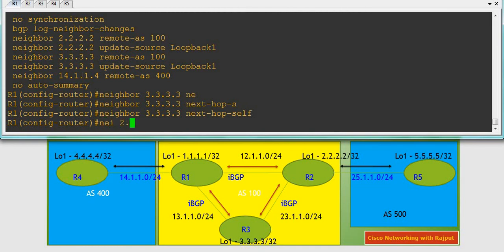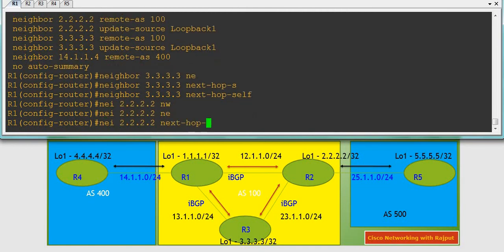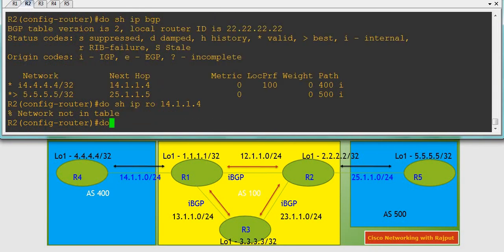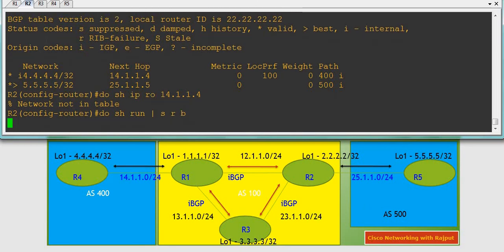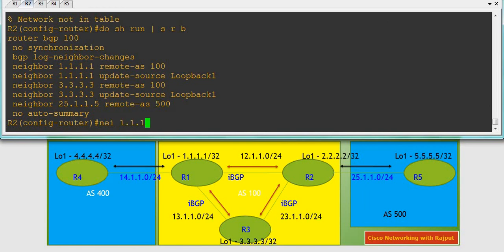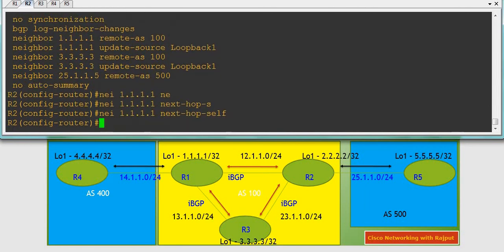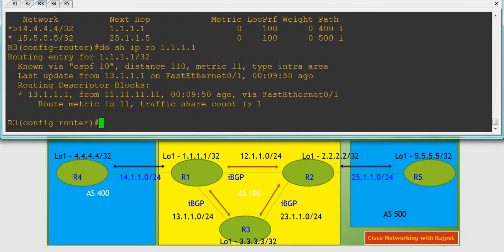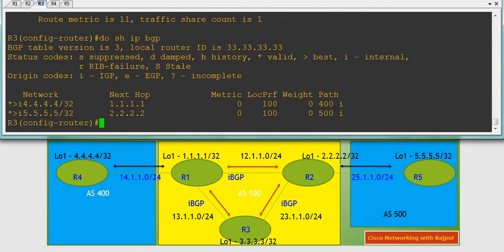Neighbor 2.2.2.2 next-hop-self, on router 2 as well. Show run section router bgp: neighbor 1.1.1.1 next-hop-self, neighbor 3.3.3.3 next-hop-self. Okay, let us check on router 3. Show ip bgp. Now both the prefixes are best. So this is the significance of the command next-hop-self.